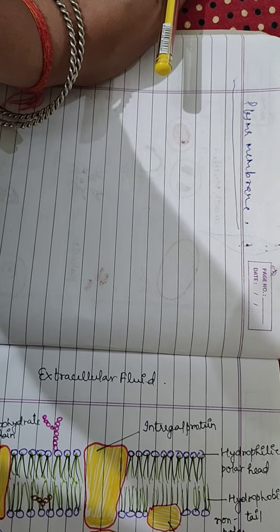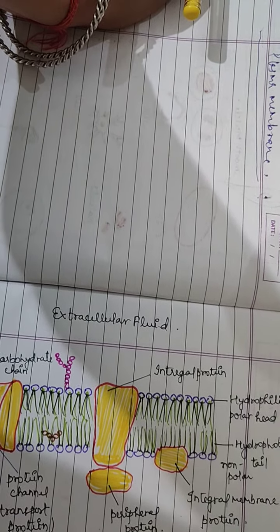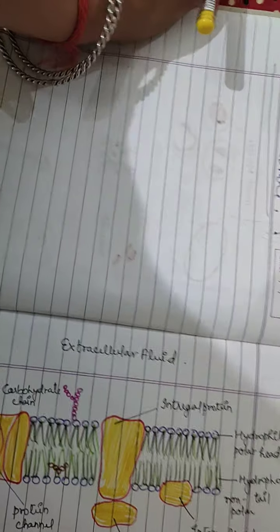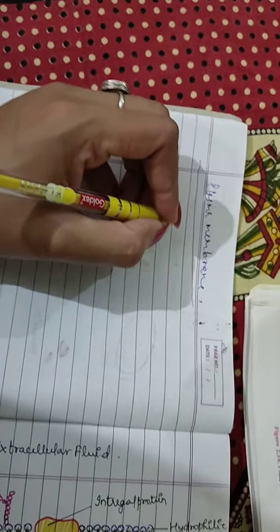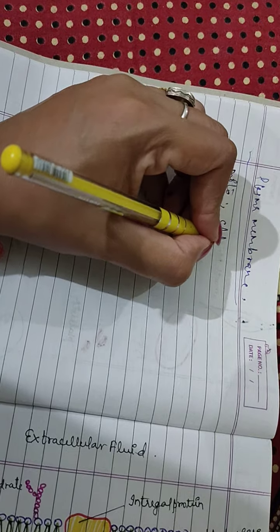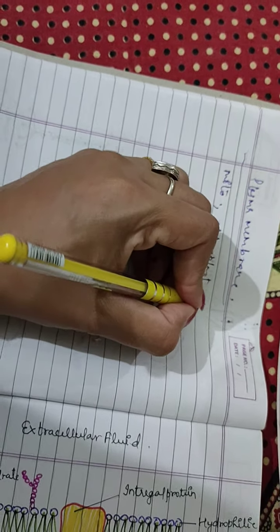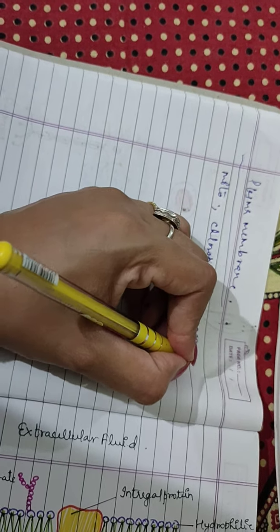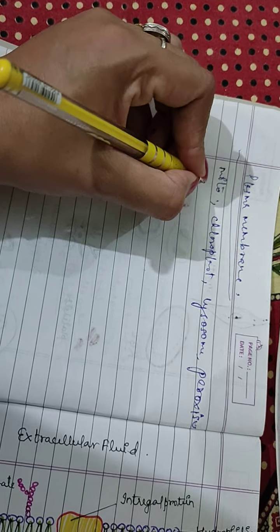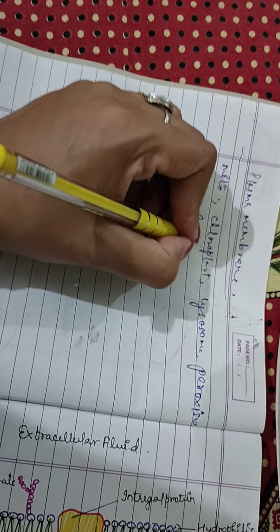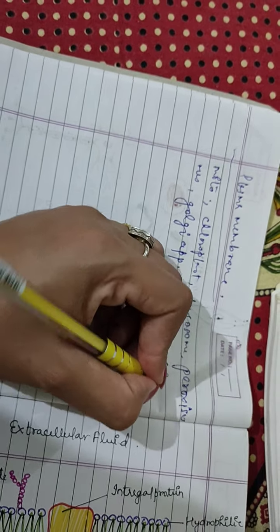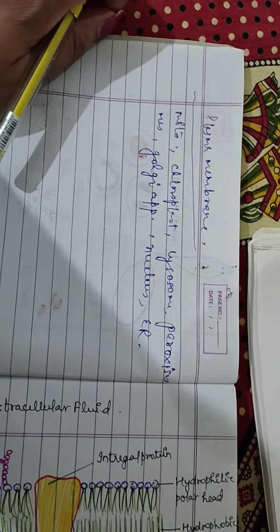So, most cellular organelles such as mitochondria, chloroplast, lysosomes, peroxisomes, Golgi apparatus, nucleus, and endoplasmic reticulum are enclosed by the membrane. How many organelles did I tell here? That is mitochondria, chloroplast, lysosomes, peroxisomes, Golgi apparatus, nucleus, and that is endoplasmic reticulum. They all are enclosed by the unit membrane.